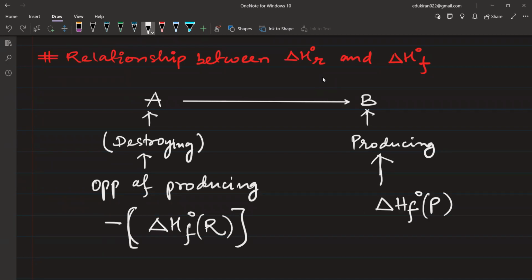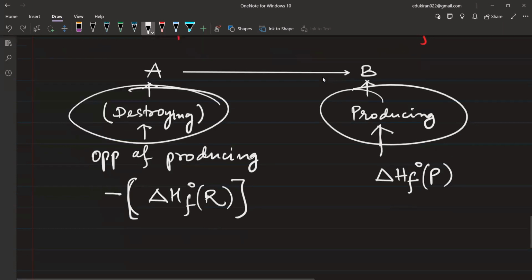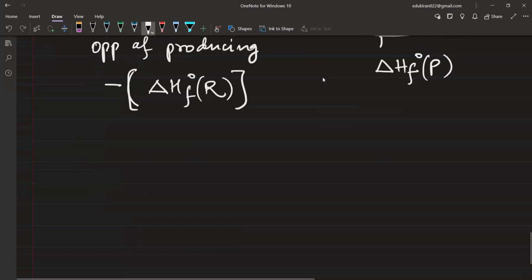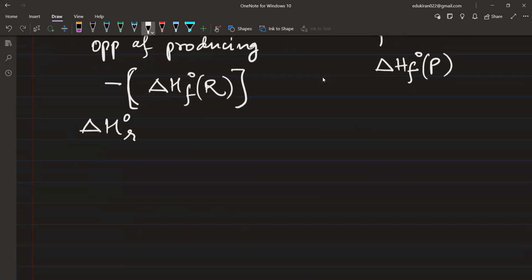सही है. Can I represent the energy required for opposite of producing and producing like this? अब इस पूरे reaction में हो क्या रहा है? We are destroying and we are producing. That means the enthalpy for this complete reaction, delta H naught R, will be equal to the sum of these two enthalpies. कौन से enthalpies? Delta HF naught for the product in positive sign plus the negative delta HF naught of the reactant.